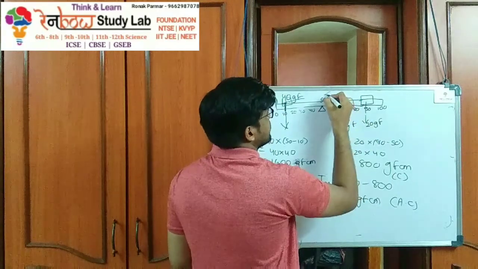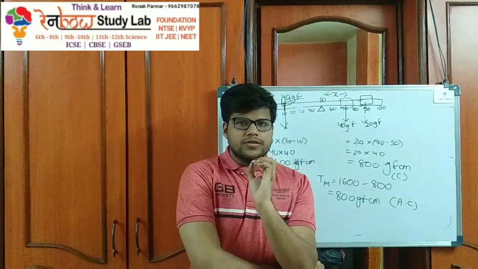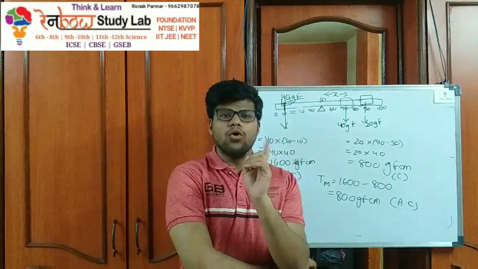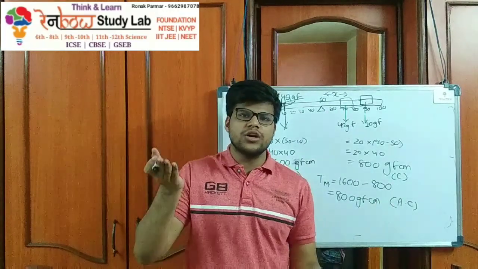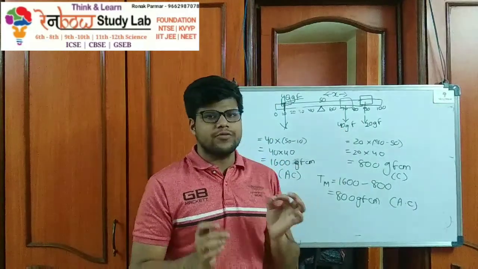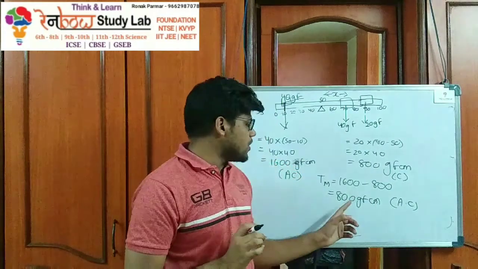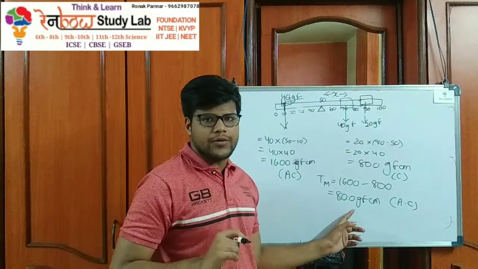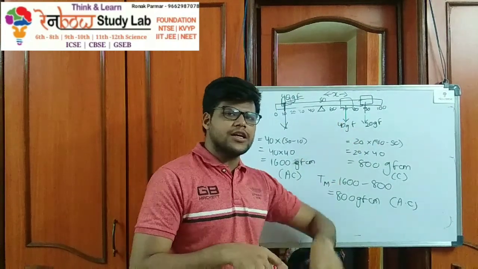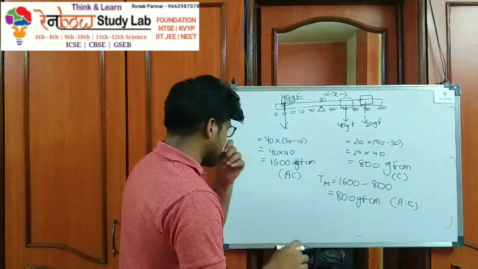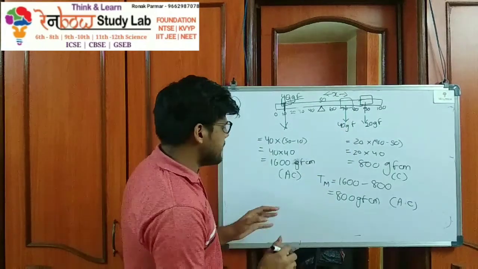We don't know the location. We'll take distance from center as x. Now it should not apply more moment also. If this 40 GF is applying more moment, then again the ruler will not be in equilibrium. The extra load you are applying should give a moment equal to the total moment right now. Right now it is 800 in anti-clockwise. So this extra load should apply 800 in clockwise. It will get cancelled out. So I'll consider this 40 into x will apply 800.